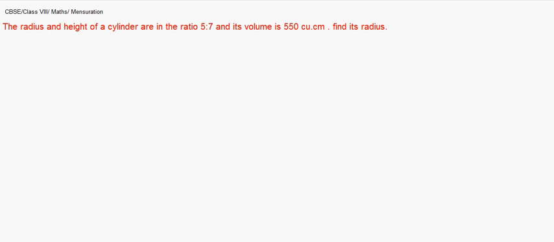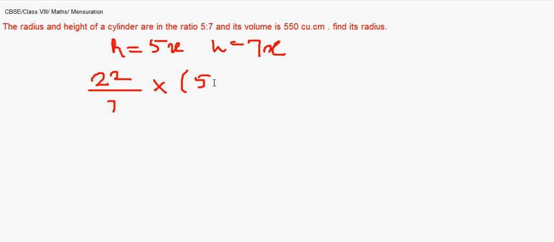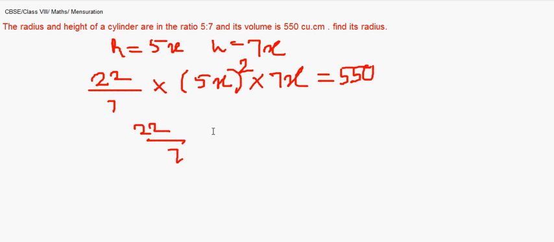If they have given the ratio of the radius and height of the cylinder, I'll take radius to be 5x and the height to be 7x. Now we find the volume as pi, which is 22/7, r we have taken as 5x, so it becomes 5x square, and h, that is 7x. This is given as 550 as the volume. Let's now find out 22 by 7, 5 square is 25 and x square is x square, and then you have another 7x here. So we are getting something which has a cube.